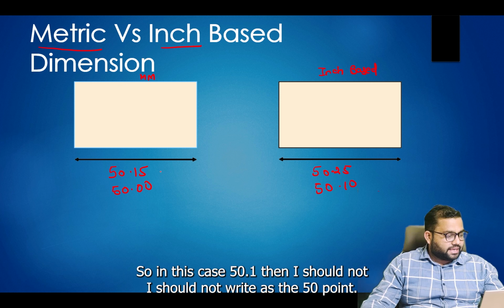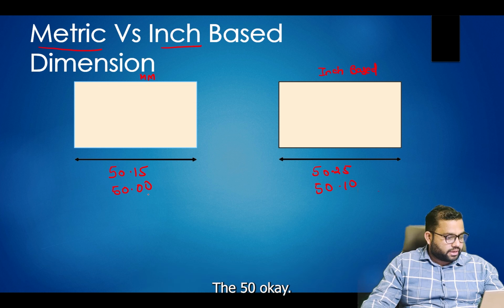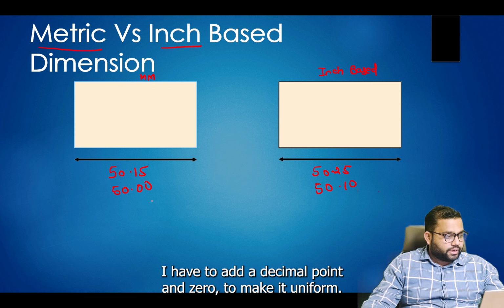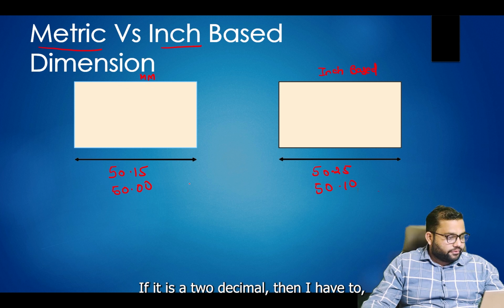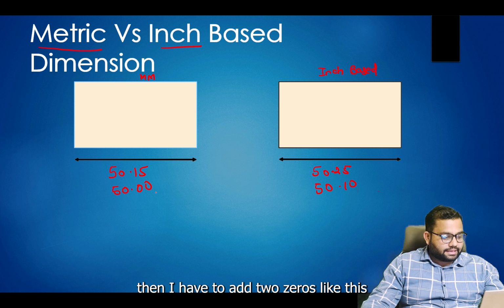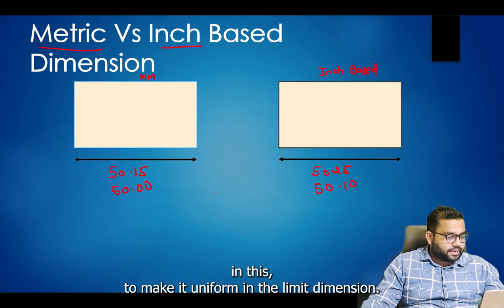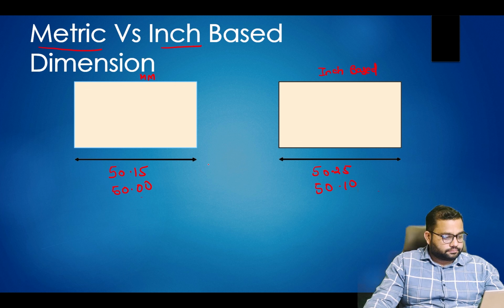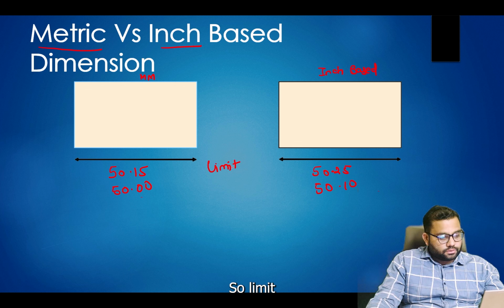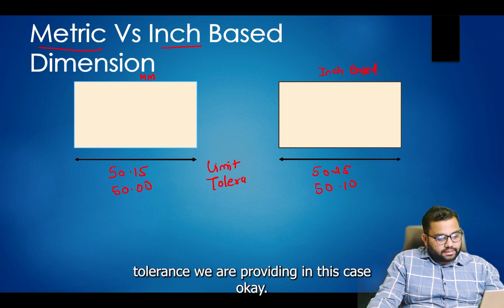Okay, so in this case 50.1, then I should not write it as 50.50. Okay, though it is a whole number, I have to add a decimal point and 0 to make it uniform. Okay, if it is a 2 decimal, then I have to add 2 zeros like this to make it uniform in the limit dimension. Okay, limit tolerance. So limit tolerance we are providing in this case.